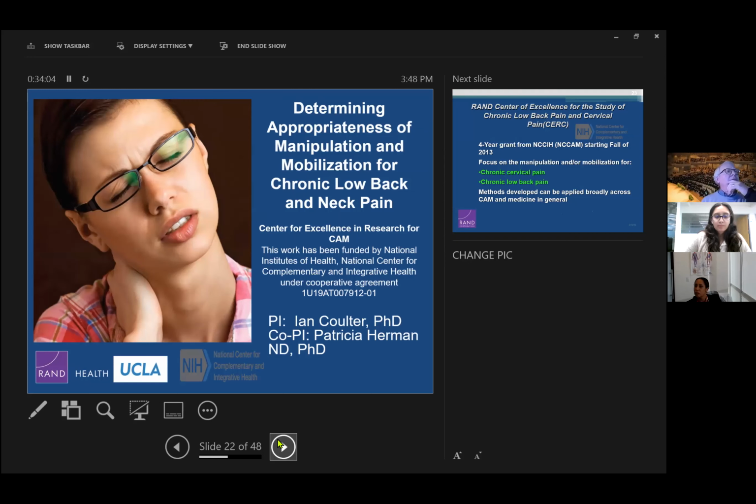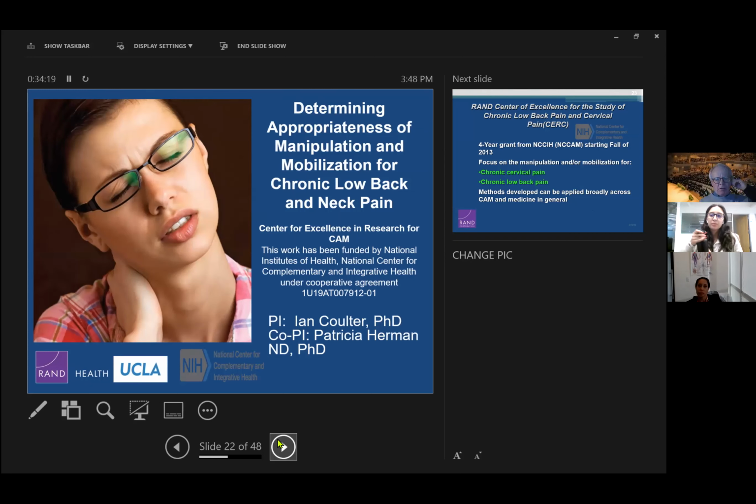This is one that I've done just recently. Ron was on it, actually. I don't list him there, but you'll see in the publications he's on it. And this was determining the appropriateness of manipulation and mobilization for chronic low back pain and neck pain. And this is kind of interesting.